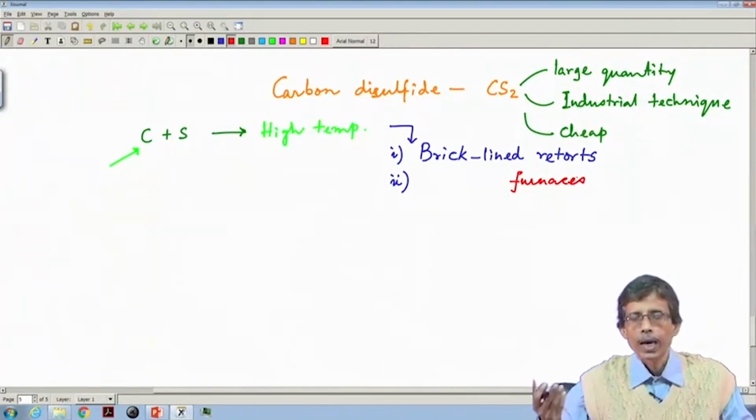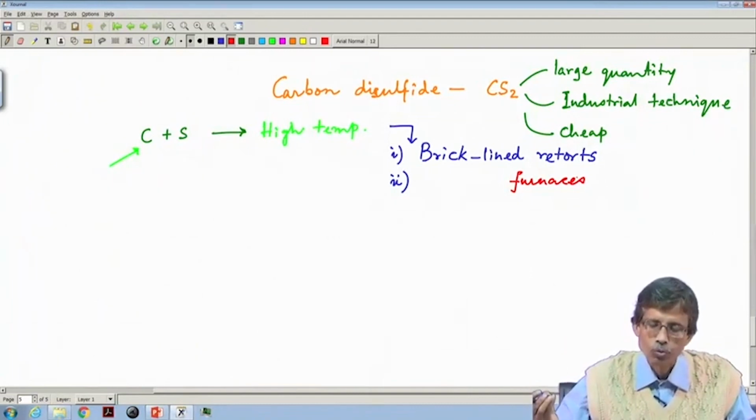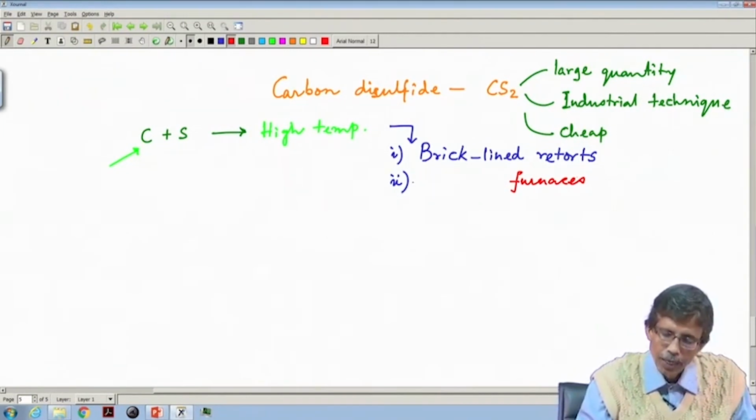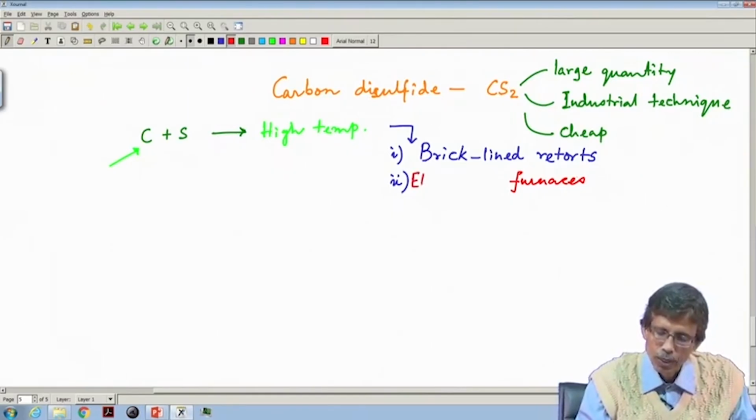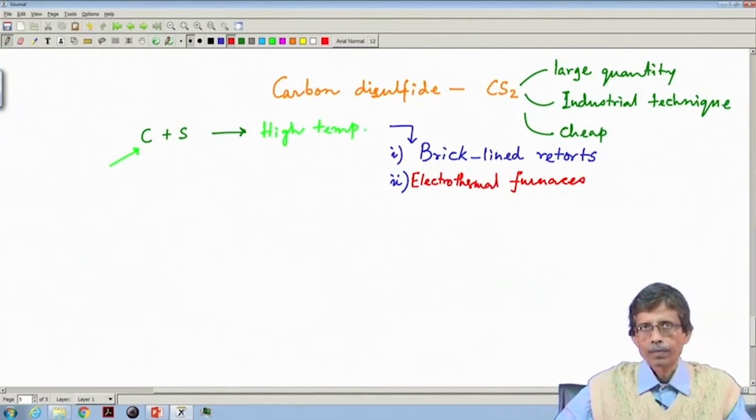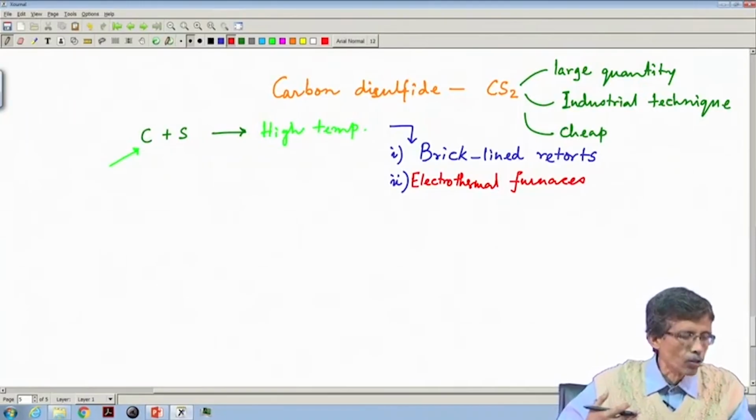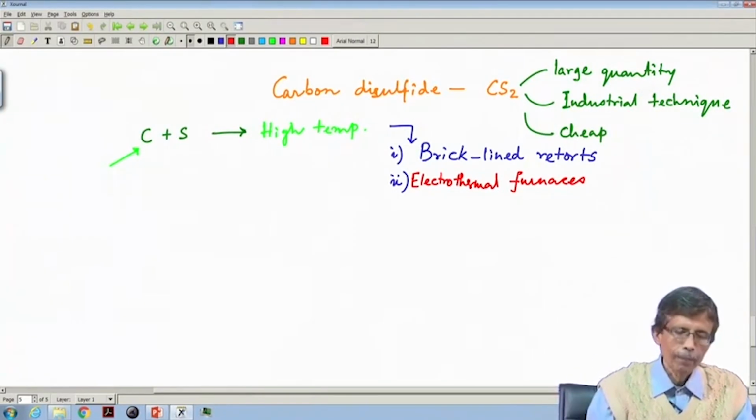So, you have to generate the high temperature and you should get the corresponding control of the temperature also. So, it is an electrothermal, electrically heated furnace, where you can have the corresponding regulation for the temperature, because you have to optimize the corresponding reaction condition for this particular production.